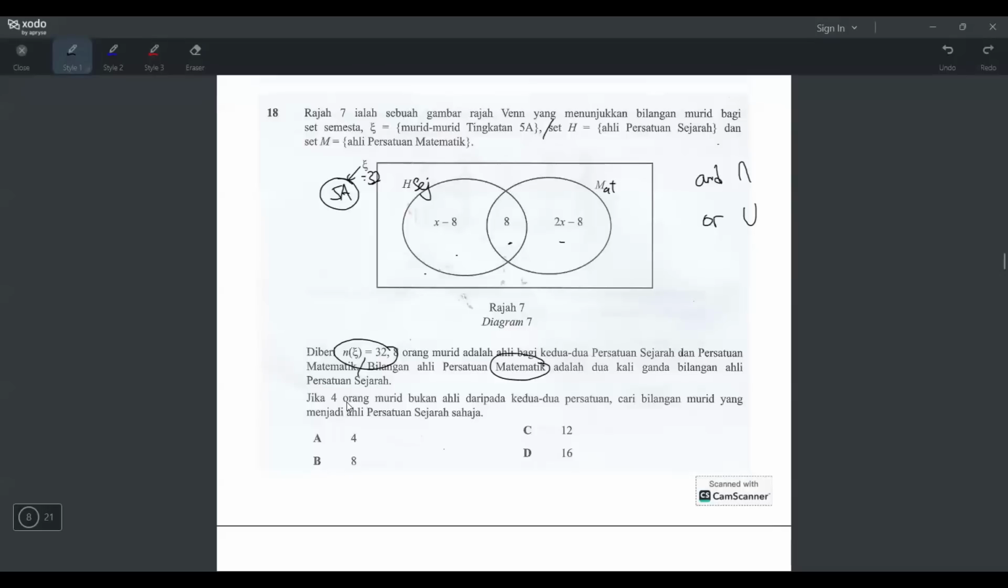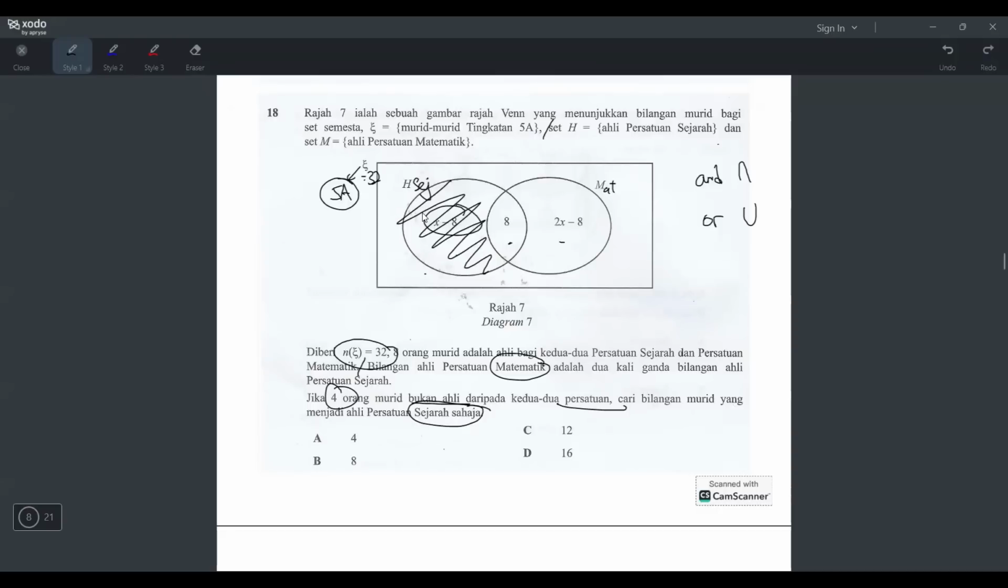Dia tak kata sahaja, dia tak kata only. Dia kata sahaja sejarah. And then dia kata jika 4 orang bukan ahli daripada kedua-dua, cari bilangan murid yang menjadi sejarah sahaja. Okay, dia nak cari sejarah sahaja, right? Okay, tapi sebenarnya ahli yang sejarah sahaja is this one lah. Because if they got say sahaja means sejarah only. So the answer is X minus 8.